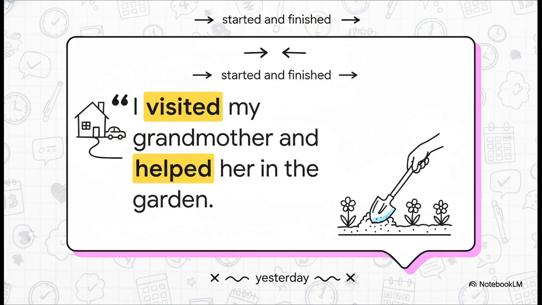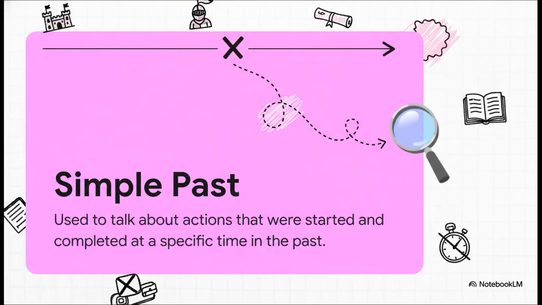See that? Two different actions. Both of them started yesterday and both of them finished yesterday. Super simple, super clear. And that's the bottom line, really. If an action is over, done, finished, the simple past is the tool for the job. Just think of it like stamping a completed mark on an event in your calendar.